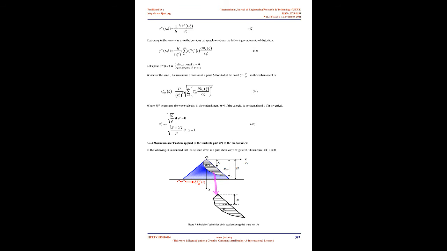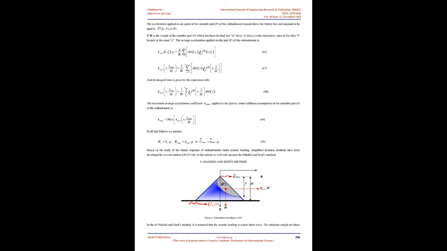Based on the study of the elastic response of embankments under seismic loading, simplified dynamic methods have been developed by several authors. In this article we will only present the Makdisi and Seed method. For the Makdisi and Seed method, figure 6, solicitation according to reference 10. In the Makdisi and Seed method, it is assumed that the seismic loading is a pure shear wave. The solutions sought are those obtained previously provided that A equals 0.